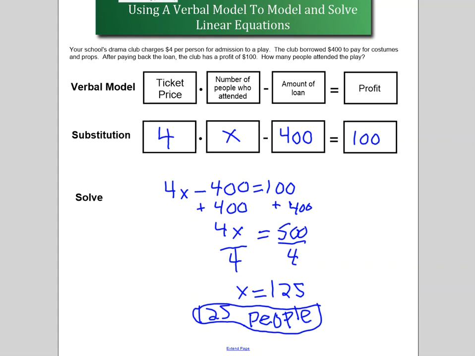I have every confidence that every student can do problems like this, setting up verbal models successfully with practice.